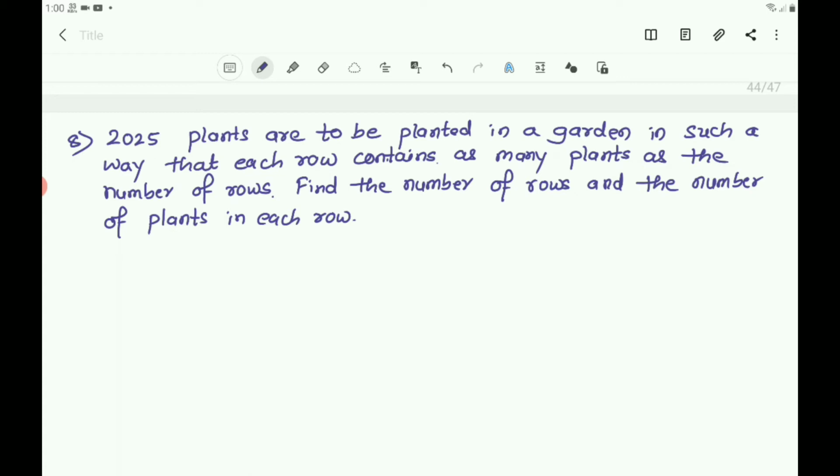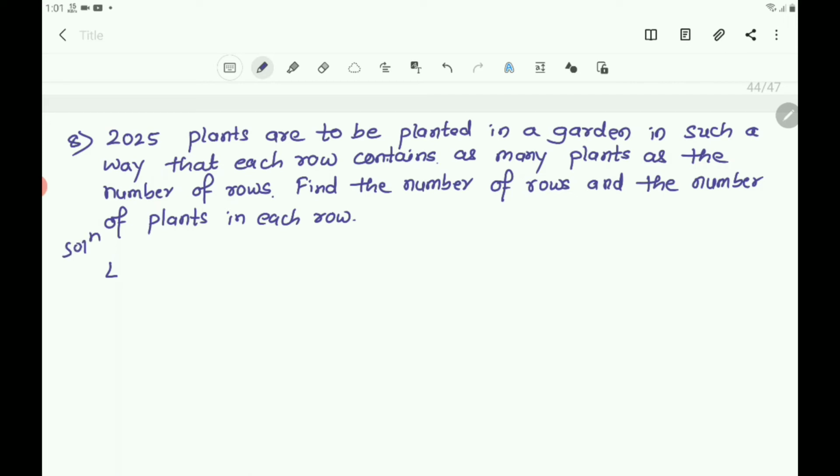Here totally how many plants are to be planted in a garden? 2025. And the plants are to be planted in such a way that each row contains as many plants as the number of rows. It is just like question number 7. Now you take the number of rows equals A, or P, whatever it may be. And if you take the number of rows equals A, then the number of plants in each row is also equal to A only.